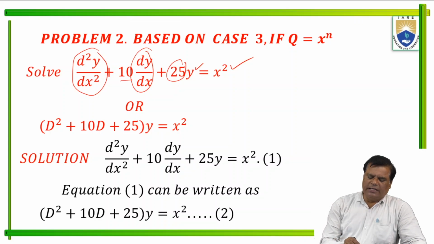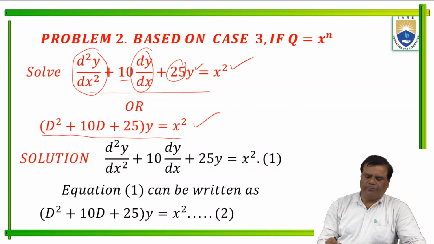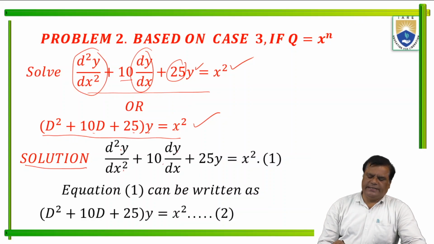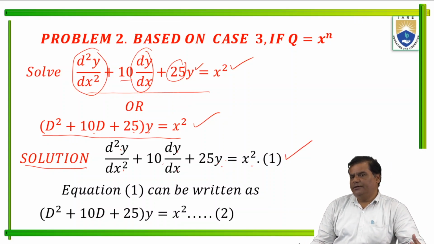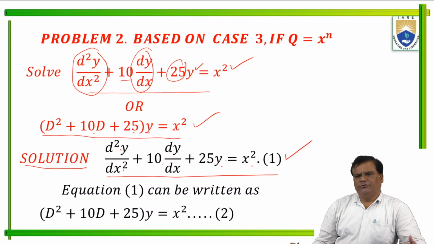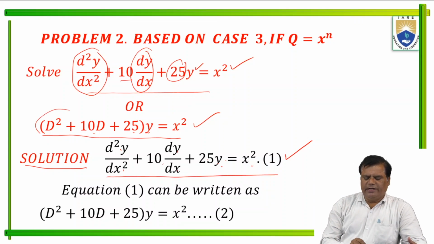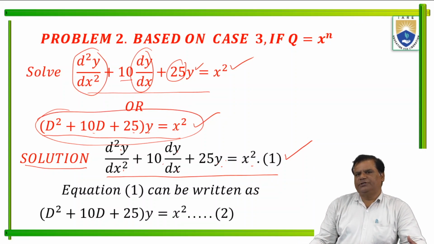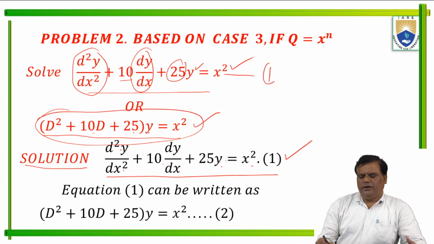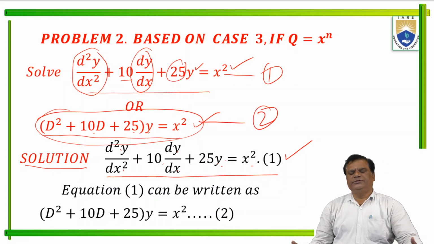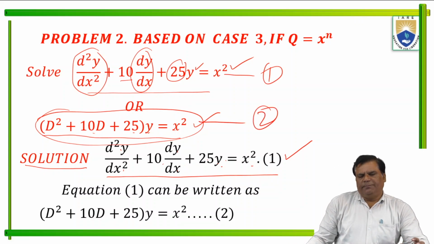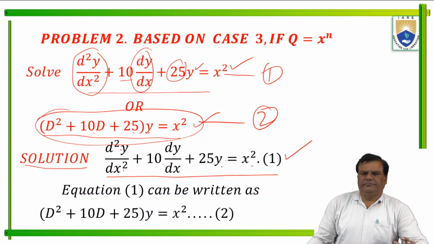So this equation can also be written in this form: D square plus 10D plus 25, y equal to x square. Now the solution. d2y over dx2 plus 10 dy over dx plus 25y equal to x square. This is the given equation 1 in our question paper. This question is written in our question paper. Either this second type is also given in our question paper. Any type, type 1 or type 2, may be given in our question paper, but we apply the same method here.